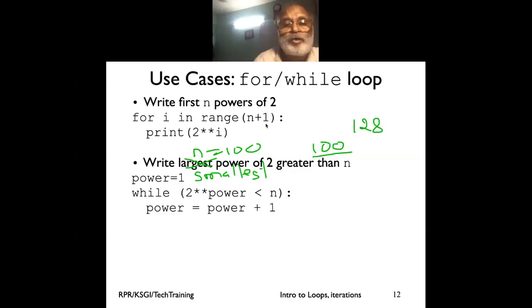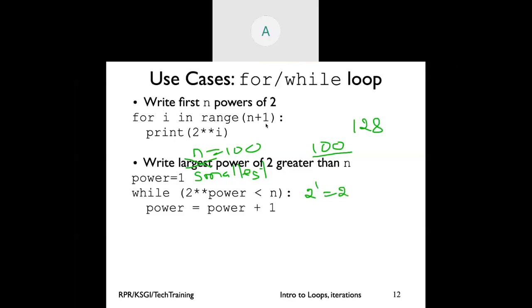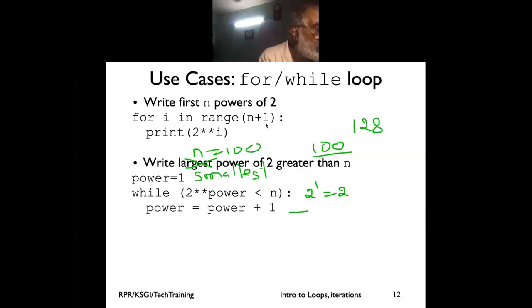So in general, what I'll do, I'll keep computing powers of 2, 2 raised to power 1, power 2, 2 raised to power 3, 2 raised to power 4, 2 raised to power 5, and keep checking, is this greater than n? If it is not, continue. What I'm doing here is, I start with power 1, 2 raised to power 1, which is equal to 2. Yes, it is less than 100. Continue. I change power. Power becomes now 1 plus 1 is equal to 2. I come back to my while loop. 2 raised to power 2 is 4. 4 is still less than 100. I continue. Now my power becomes 3.